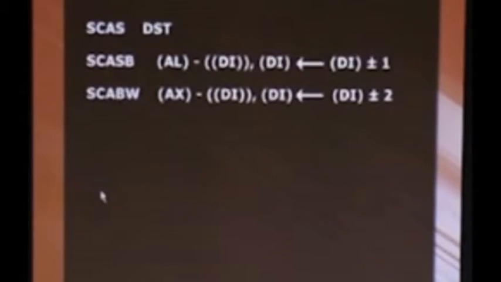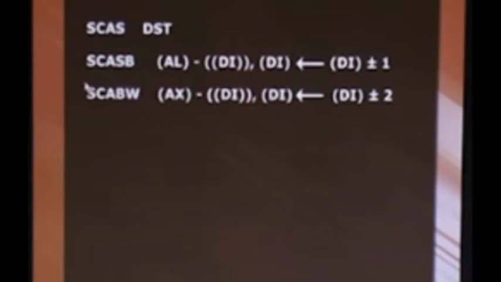Let us take one more instruction, SCAS DST. The operation of this instruction is that the contents of destination are subtracted from the contents of either AL or AX register, and SI or DI is incremented or decremented by 1 or 2. The execution of this instruction affects all conditional flags.